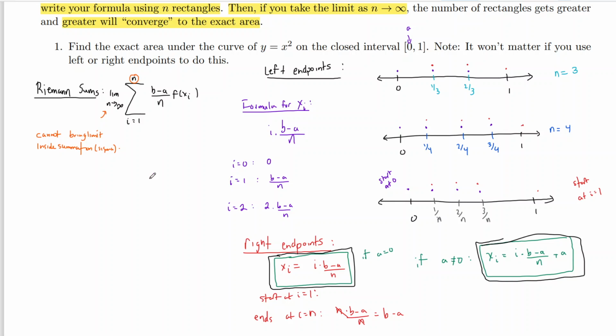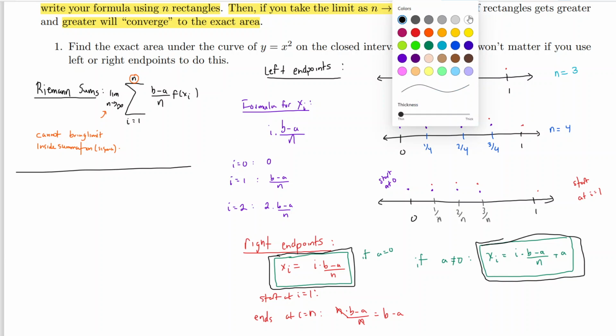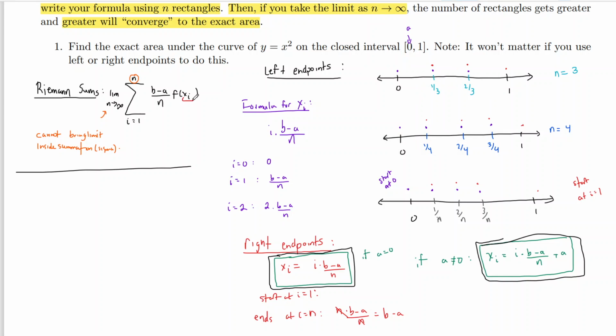All right, so now what we're going to do is take our Riemann sum formula with our right endpoint formula, which is what we're going to plug in for xi there. So let's go ahead and just underline that in red. We're going to plug in what xi is. Then we're going to plug that in with our a and our b. So b is 1 and a is 0, and see what happens.